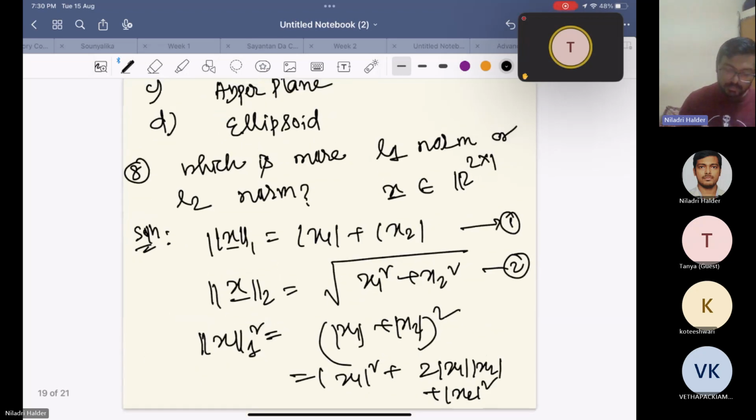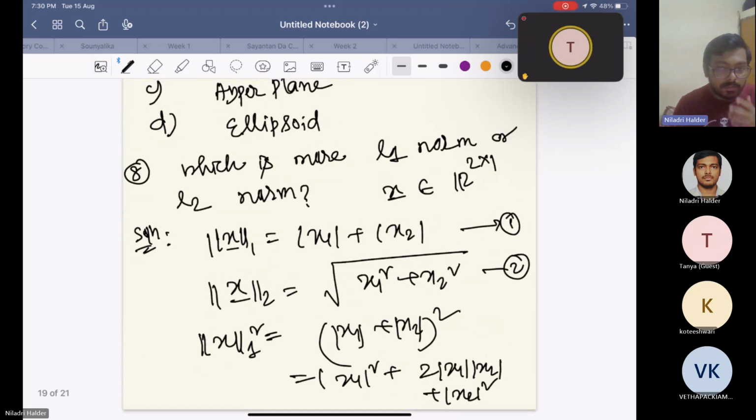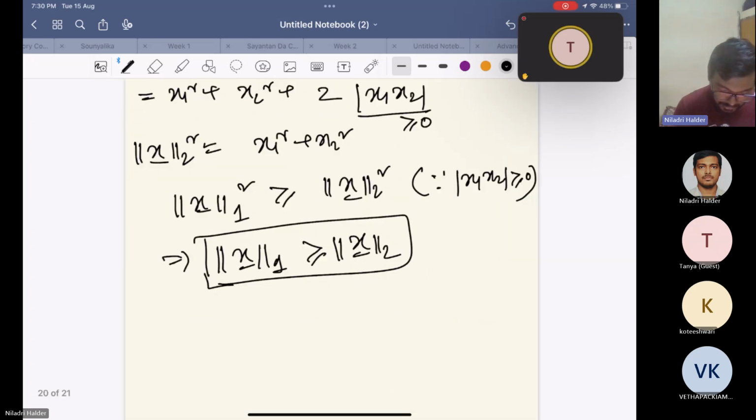And then I have shown which is more, L1 norm or L2 norm. So for the two-dimensional case, I have shown that the L1 norm is more than the L2 norm. If you extend to n-dimensional space, in that case also the L1 norm will be more than the L2 norm.